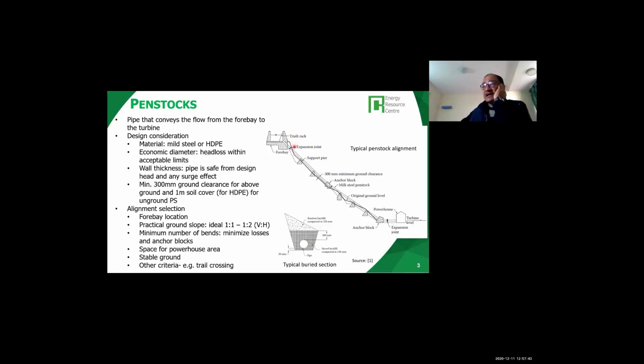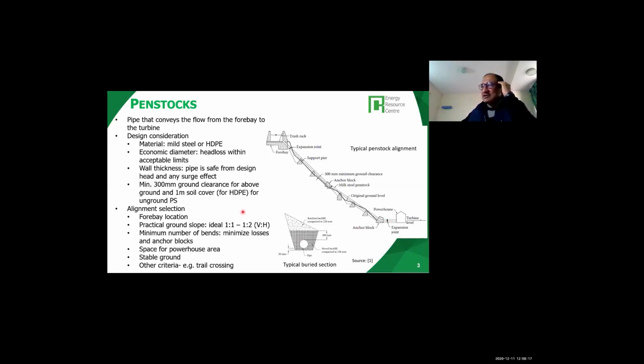To select the alignment of the penstock, you first have to decide on the location of the forebay. You have to find a good location for the forebay, and basically you want the forebay to be as high as possible. You bring the water from the river losing as little head as possible, and from the forebay you want to make sure that you get the maximum head up to the turbine.